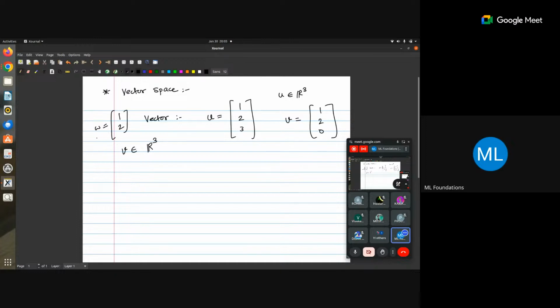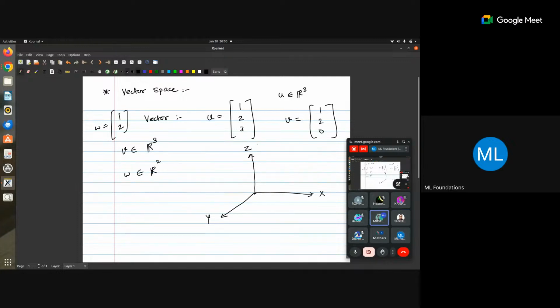This w vector is in which dimension? R2, right? So are v and w the same, or are they different? What is the difference between the vector v and the vector w? Their coordinates are different, or the same? The space dimension is different. Correct, the dimension is different. They are not the same.